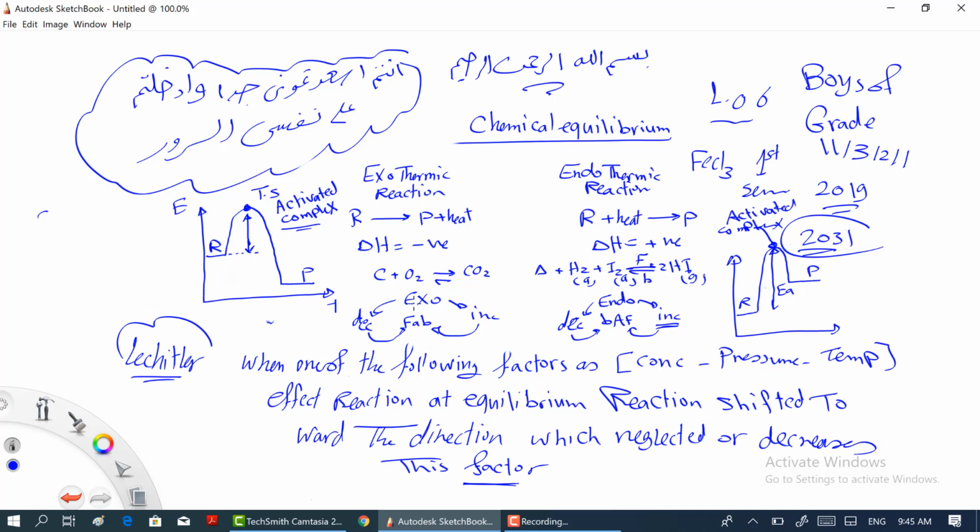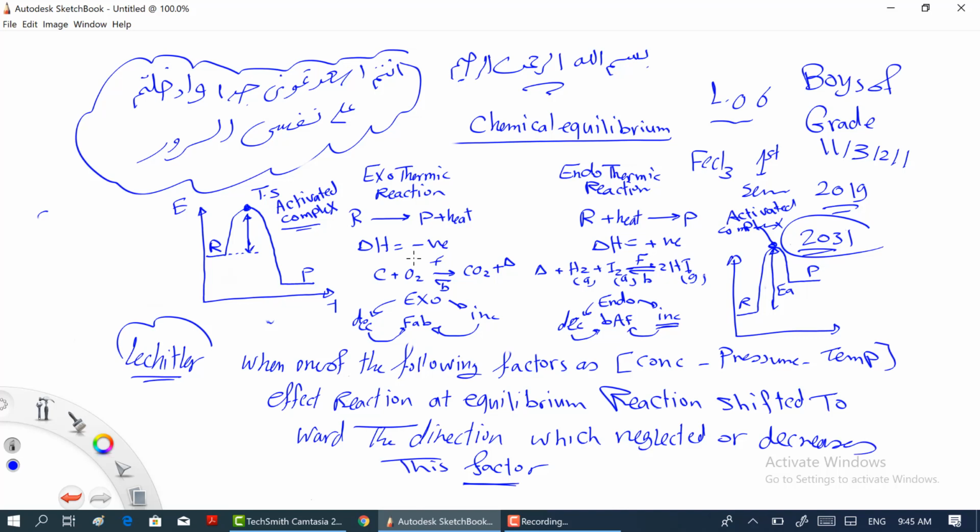But for the exothermic reaction, if we increase the temperature, at which side will we find the heat energy? In this side. Increasing the temperature makes the reaction move away from it, returning backward. If we decrease the temperature, it makes the reaction shift forward. This is according to Le Chatelier's principle and the factors affecting it.